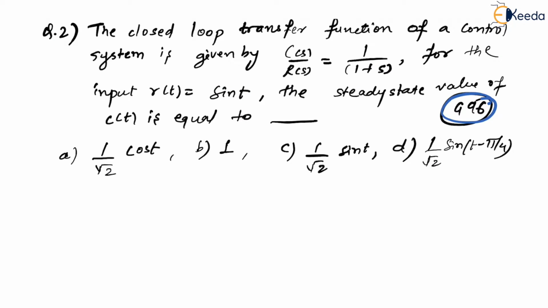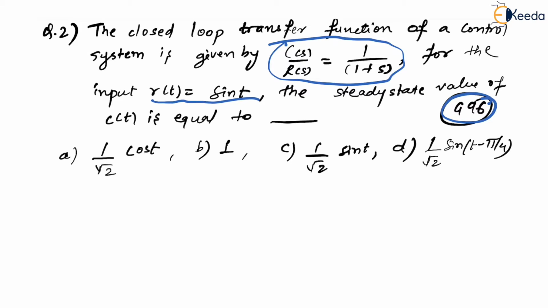Yes, it is a GATE 1996 problem. The closed loop transfer function of a system is given by this. For the input r(t) equal to sin t, the steady state value of c(t) is equal to dash. That is what they are asking.